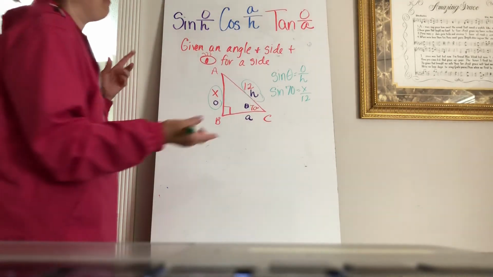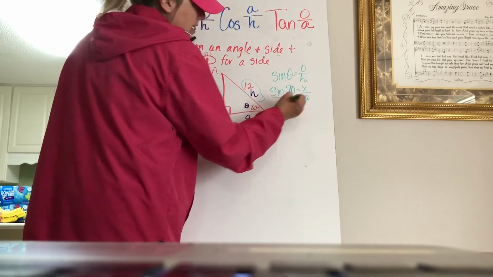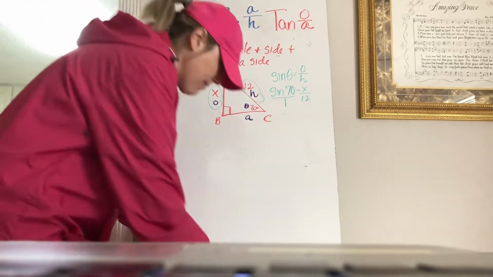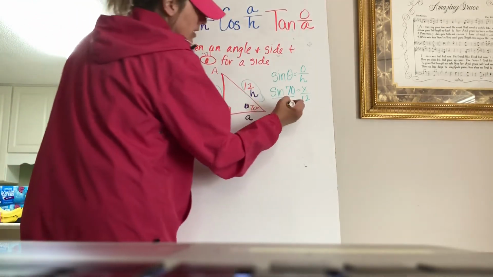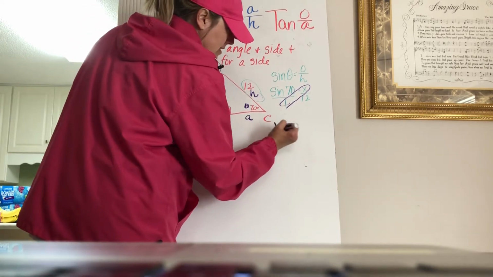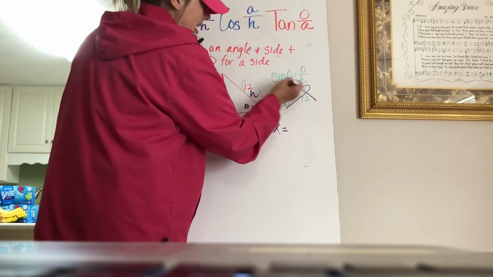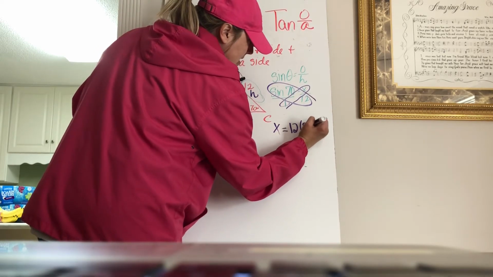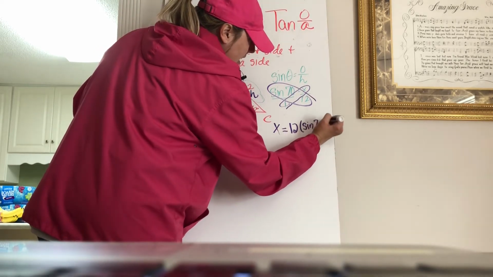We're going to butterfly this out. I'm going to put a 1 under this. Always put a 1 under there. And we're going to butterfly this out. You ready? Very simple. 1 times X is what? You're right, X. And then this is 12 times the sine of 70.